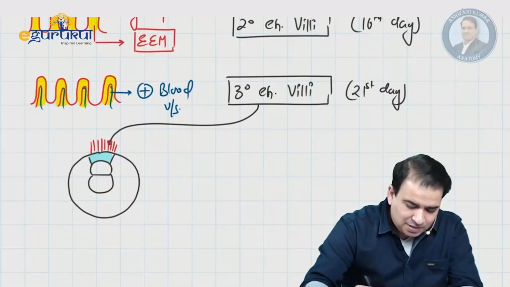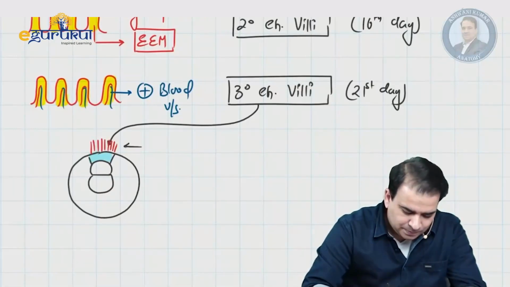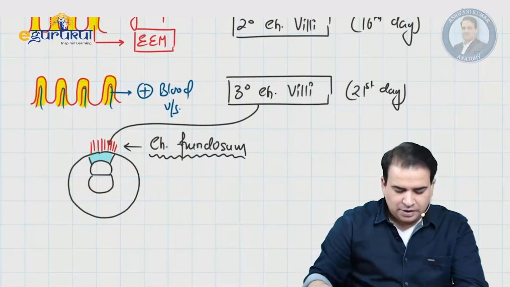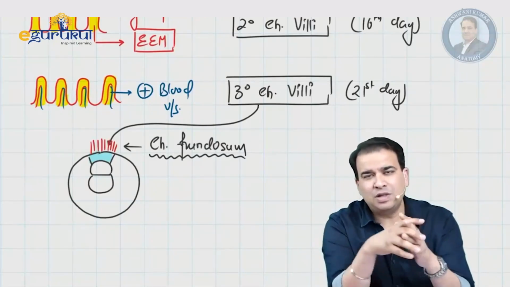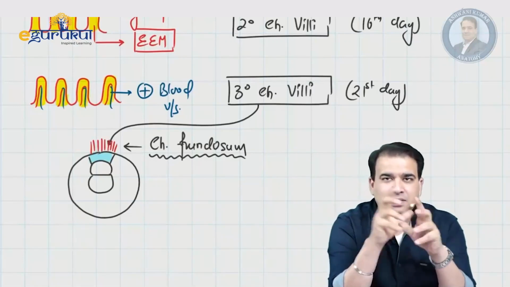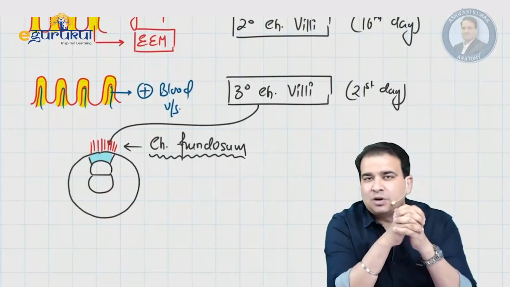And these tertiary chorionic villi, which are formed at the level of this connecting stalk, we call them chorionic frondosum. Rest of the chorionic villi which are present all around, they will leave. We call them chorionic leve. This is called chorionic frondosum, which is present at the level of the connecting stalk.